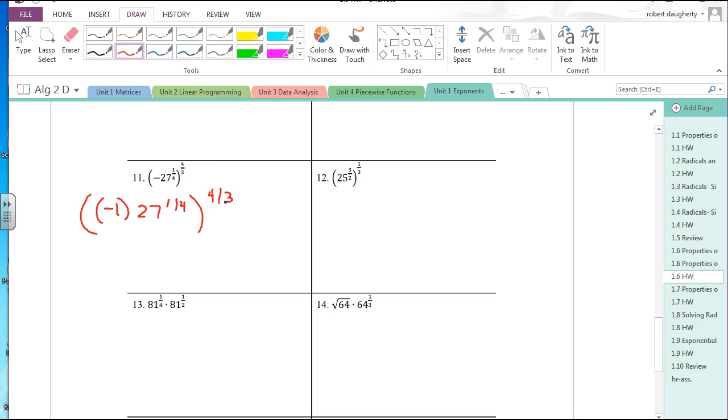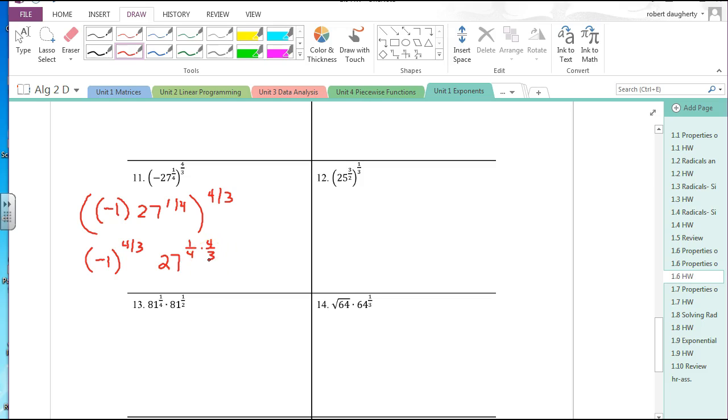I can think of it this way, okay? The 27 to the 1/4 is being raised to the 4/3. The negative 1 is being raised to the 4/3, okay? So negative 1 to the 4/3 times 27 to the 1/4 times 4/3. So what does this mean?